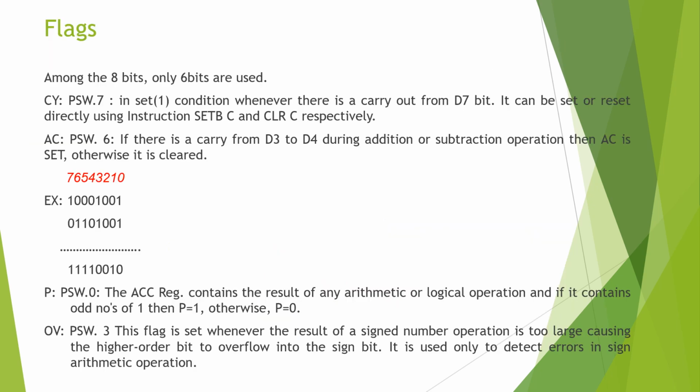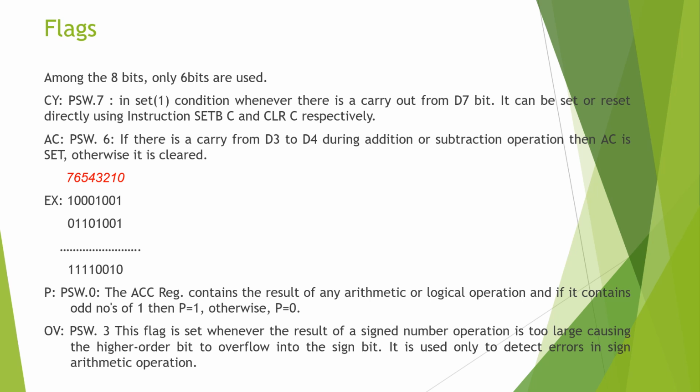Now, I have told you that among the 8 bits, only 6 bits are used as flag register bits. There is an extra facility in case of 8051. That means here we can access each bit of the PSW. That means we can access the flag bits of the flag register. So first one, the carry flag. This is the same as the carry flag used in 8085. It is the 7th bit of the program status word register.